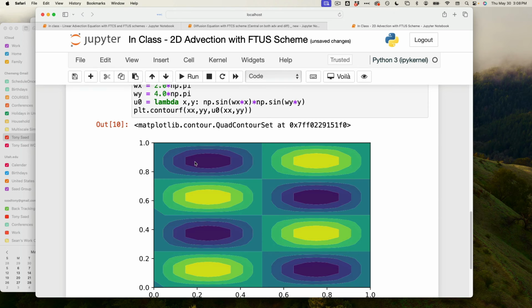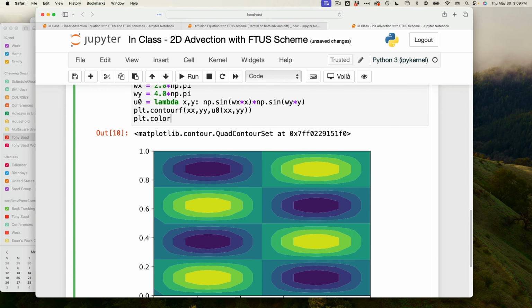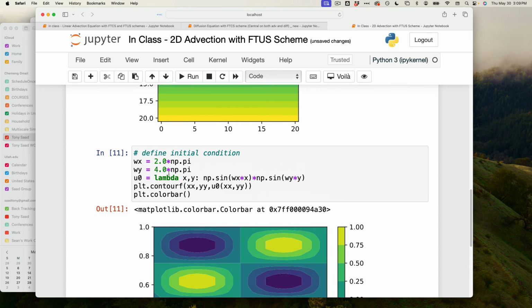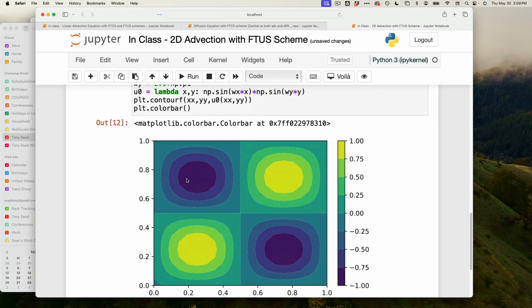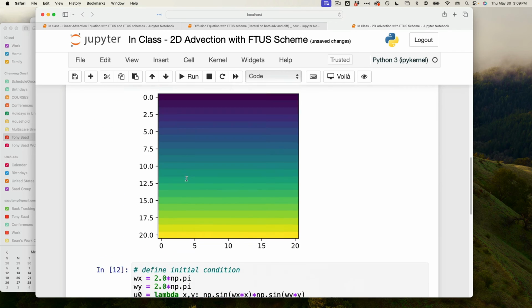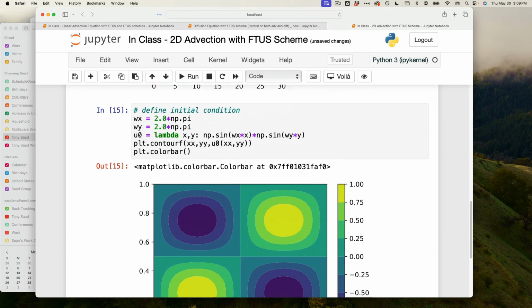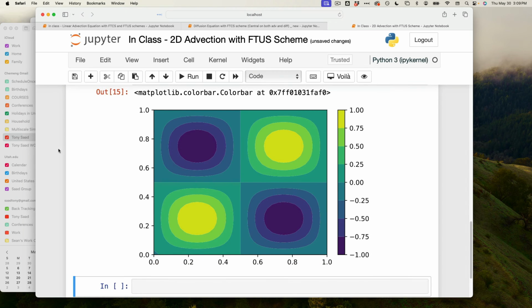I have wave number 2, so 2 cells in the X direction and 4 cells in the Y direction, as we expected, right? Now this is a cool, interesting situation because it's a surface positive and negative, and you could put the color bar here, plt.colorbar, and you can see the values from -1 to 1. So these are troughs and peaks, right, that are going up and down. We're going to advect all of that, okay? And you can change your frequency as you please, and you'll have like 2 cells in each direction, which is fine. You can add more points to make it look nicer. 33 points. Okay? That's a good, nice initial condition.